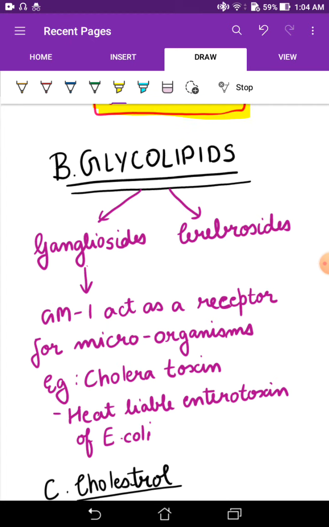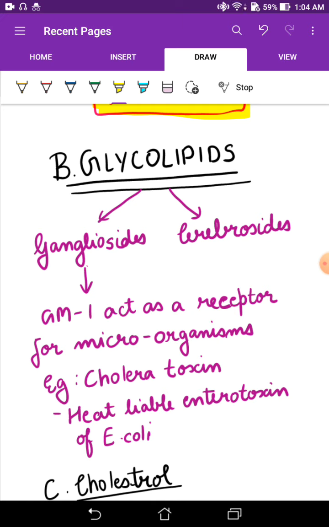Now, as I said, we have lipids of three kinds. Phospholipids, which we have discussed. Now we have the second kind, the glycolipids. We have glycolipids mainly of two types, the gangliosides and the cerebrosides. Only these names are important, nothing much more.